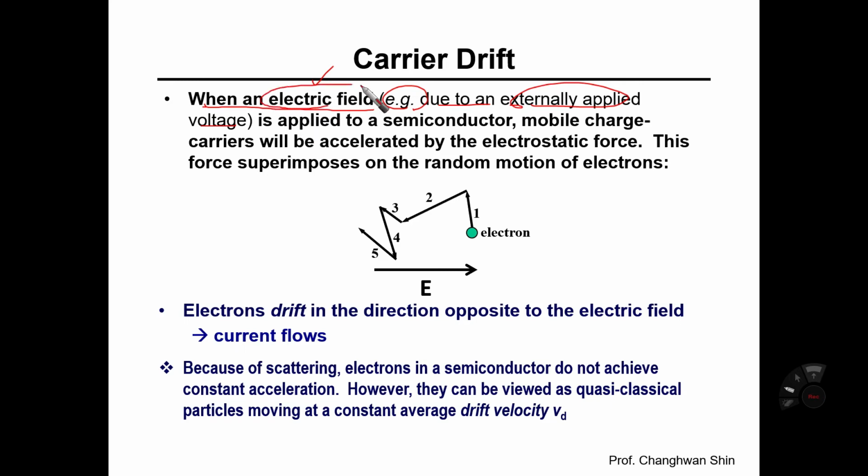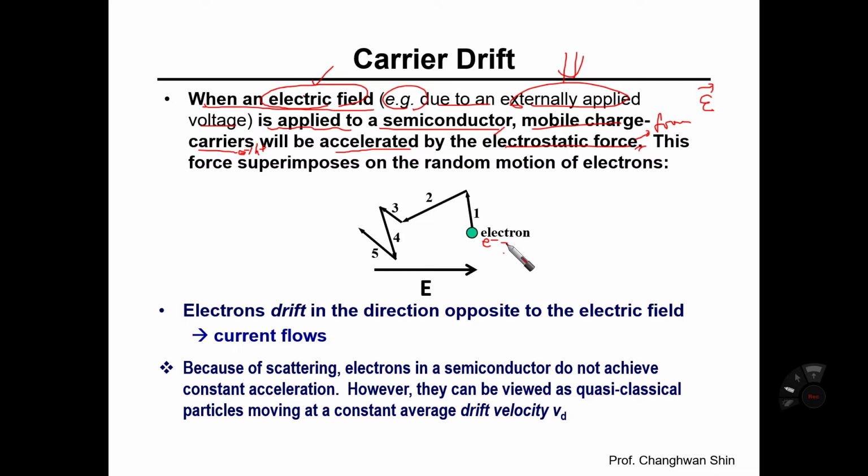And this formed electric field is now applied to a semiconductor such as silicon material. So mobile charged carriers such as electrons or holes will be accelerated. They will be forced by the electrostatic force. The force coming from what? Coming from the electric field. So where does the electric field come from? Externally applied voltage, right?